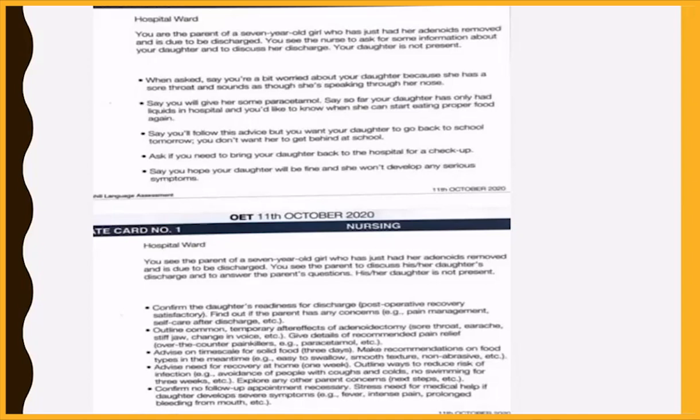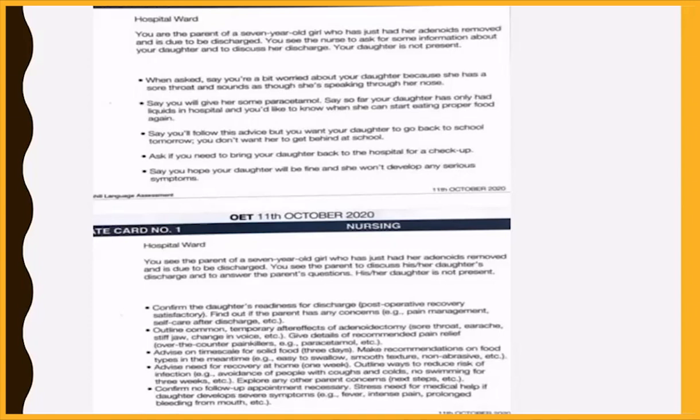Then what do you say? Give details of recommended pain relief, over-the-counter painkillers like paracetamol. Well, I should also recommend some pain relief, which is available over the counter as paracetamol. Then give an explanation which will help to ease her pain and difficulty.